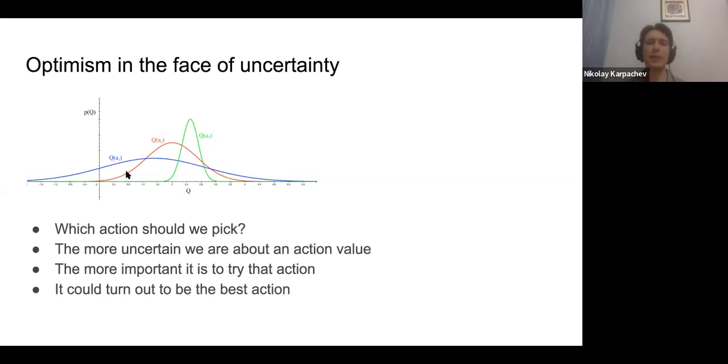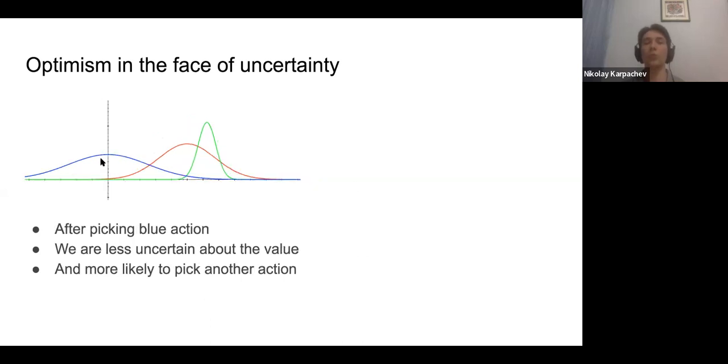So for example, in this case, we can pick the blue action, and after we have done so, the curve will move to the left. And then it will be quite certain that we don't want to pursue this blue path anymore, because now it's fairly obvious that the green one is uniformly better. So, yeah, that's called optimism in the face of uncertainty.